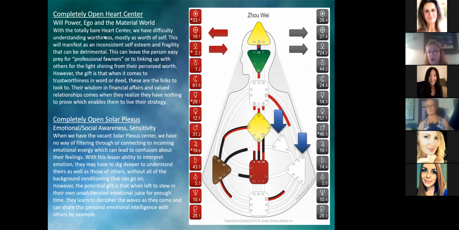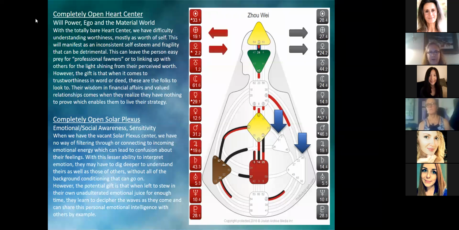So with the totally bare heart center, we have difficulty understanding worthiness, mostly as worth of self. Self-worth is a challenge with that being totally open. And this can manifest as an inconsistent self-esteem, fragility of self-esteem, and understanding personal value. This person can be open to people who will use that weaker self-esteem for their own ends, for whatever that may be.